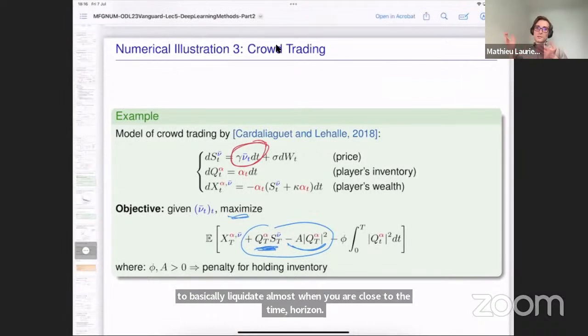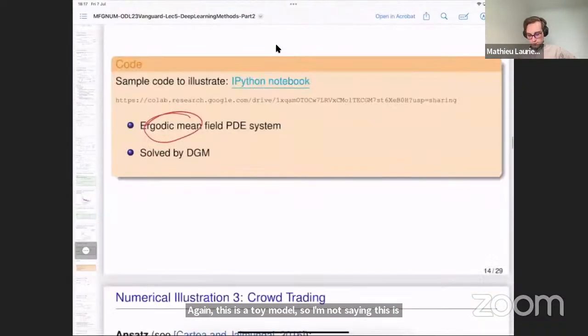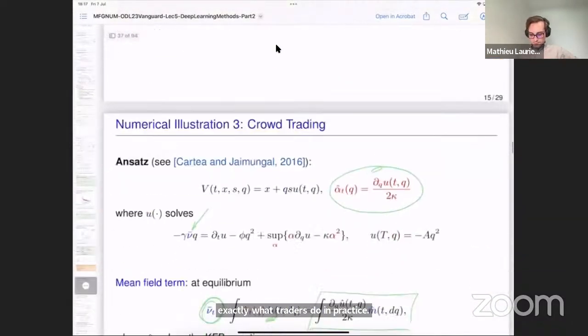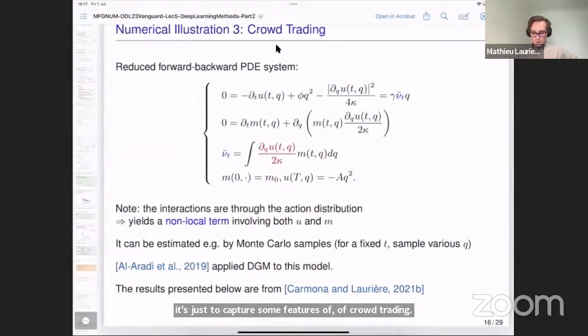But of course, all these terms as well as the running costs are balanced. And so maybe you don't liquidate perfectly your portfolio at terminal time. Again, this is a toy model, so I'm not saying this is exactly what traders do in practice, but it's just to capture some features of crowd trading. So you end up with this PDE system. It turns out that it has an analytical solution up to solving ODEs.